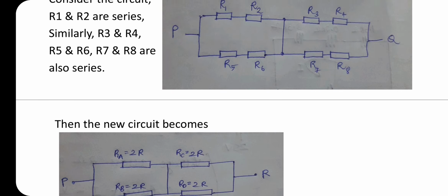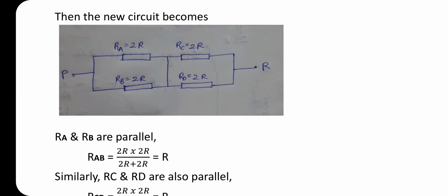RC equal to R3 plus R4, which is 2R. RB equal to R5 plus R6, which is 2R. RD equal to R7 plus R8, which is 2R. Here RA and RB are in parallel. Therefore, RAB equal to 2R into 2R divided by 2R plus 2R. We get RAB equal to R.